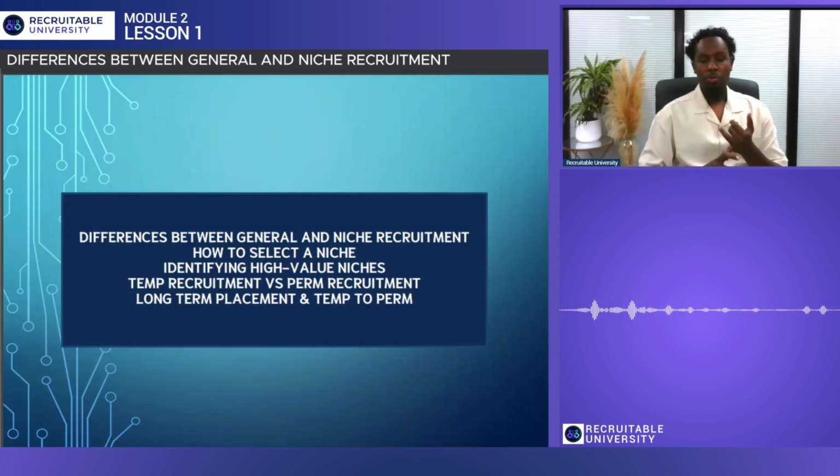And we'll be going through how to select a niche, identifying high value niches, which niches are high valued and are the hottest at the moment. We'll look at the top 5, let's say. Then we've got temp recruitment versus perm recruitment, long-term placements, short-term placements, and temp to perms.